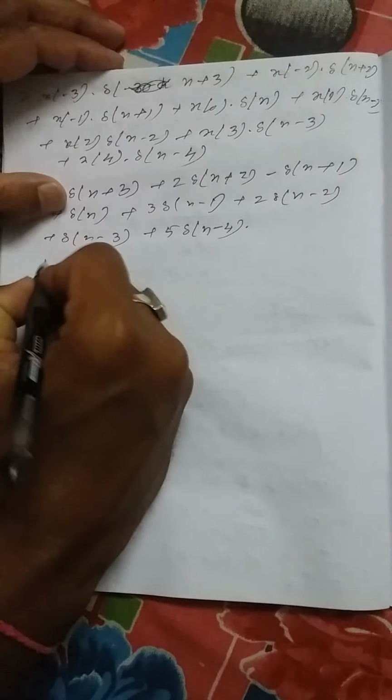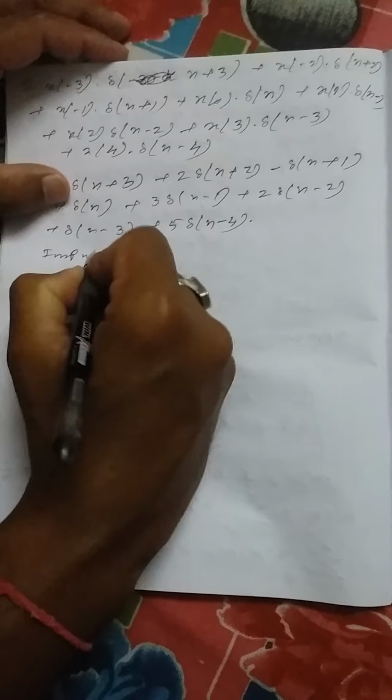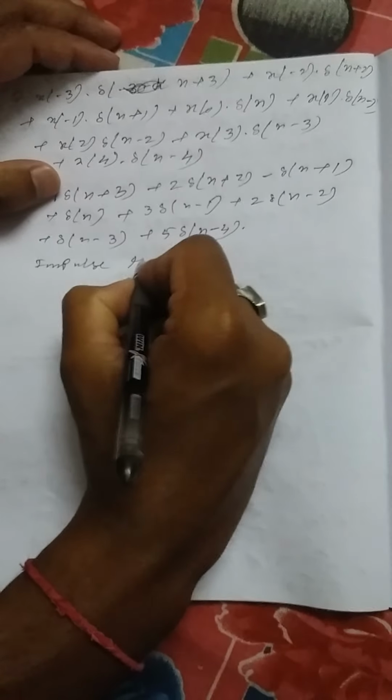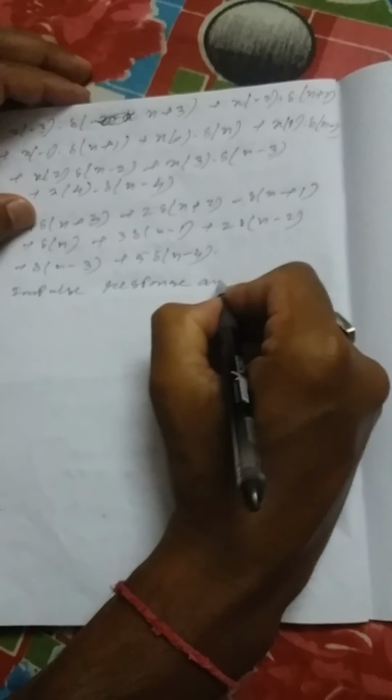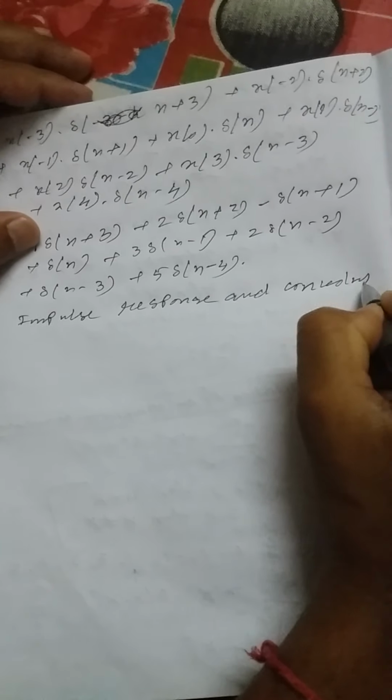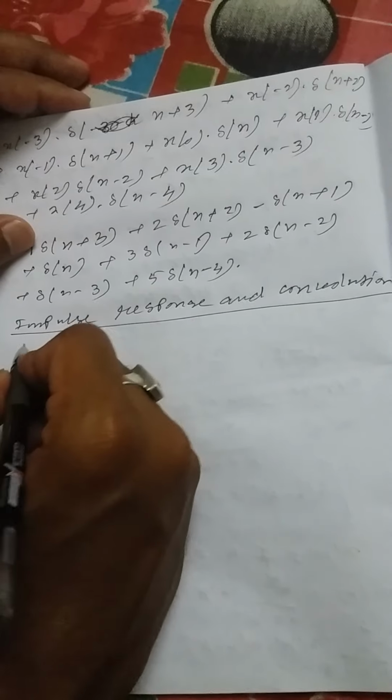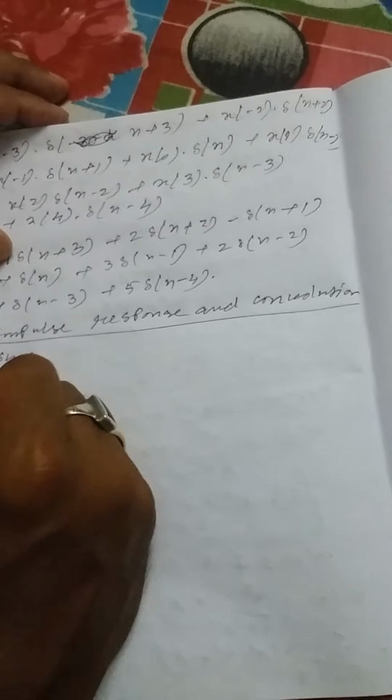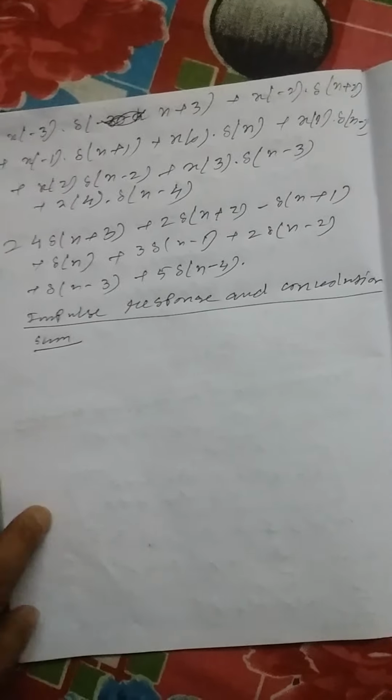Now the next topic is impulse response and convolution sum. Convolution is a new thing. Why convolution sum? Because in the formula of convolution we take a summation, that's why it is called the convolution sum.